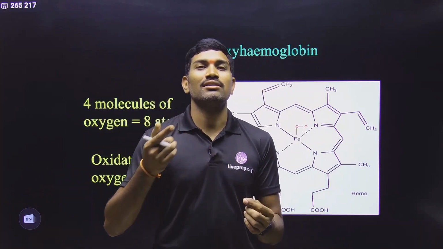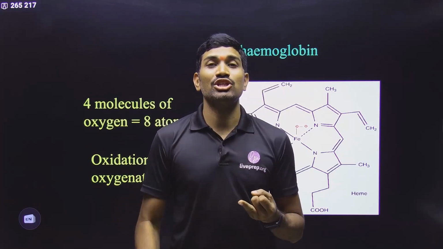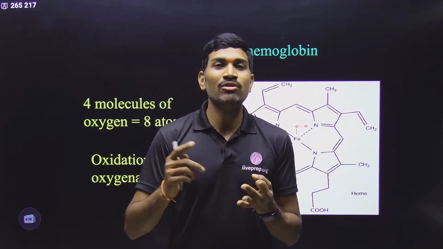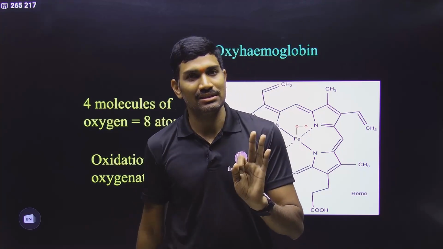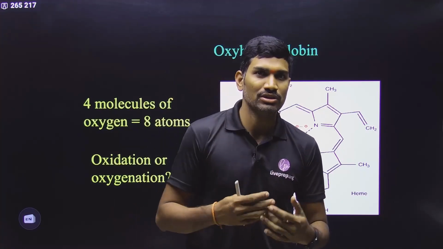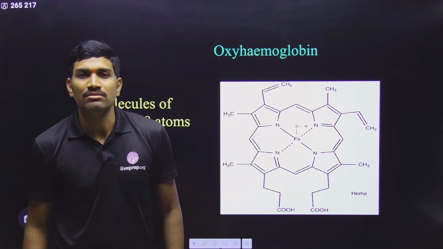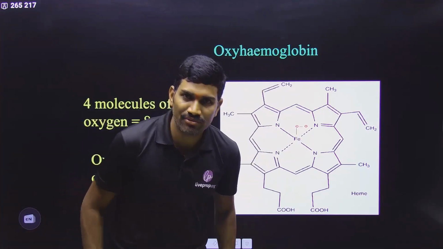Addition of oxygen is called oxidation. Removal of hydrogen is called oxidation. Removal of electrons is called oxidation. This is what you are studying. Yes or no? This is what you are studying, right? Yes. Now my question is, here oxygen is attached to this hemoglobin and it is forming oxyhemoglobin, fine.